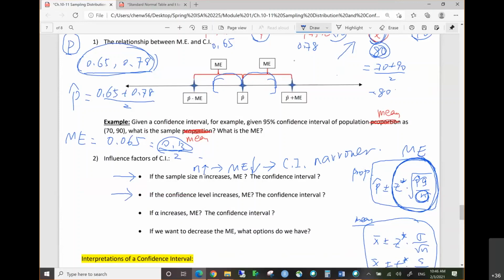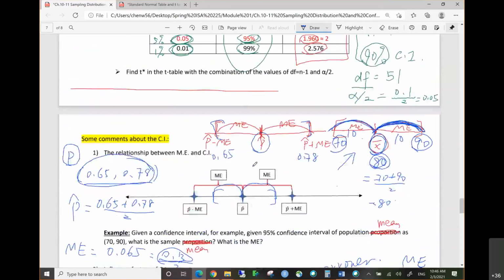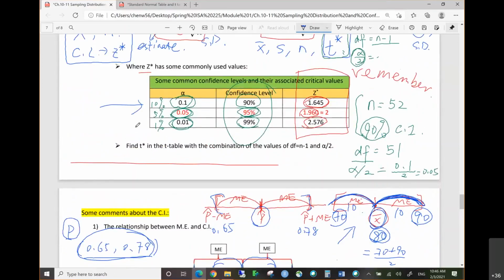question. If the confidence level increases, what will happen to the margin of error? For example, your confidence level increased from 90% to 95%. Which one will be influenced by the confidence level? Jin? Well, the margin of error would increase. Margin of error will increase, right?